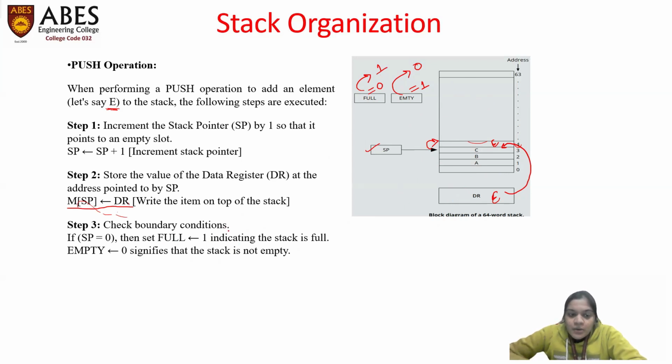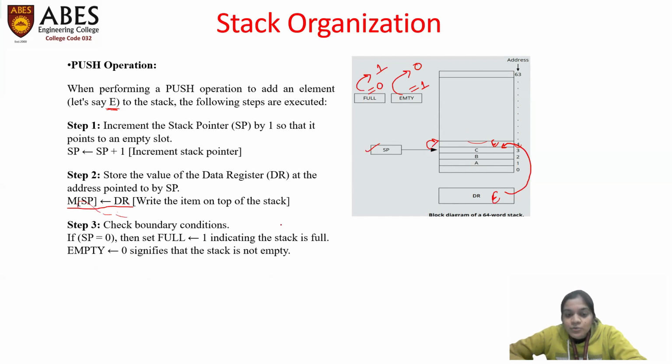Why are we checking the boundary conditions? To understand whether the new data can be inserted inside the stack or not. If the condition SP is equal to 0 but full is not equal to 1, that means it is showing value 0, we understand that the stack is not full. And when full is equal to 0, the empty flag will show the value 1, which signifies that the stack is still available for the new insertion of data.